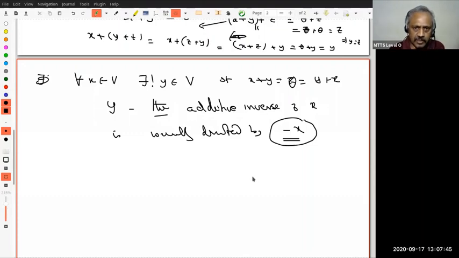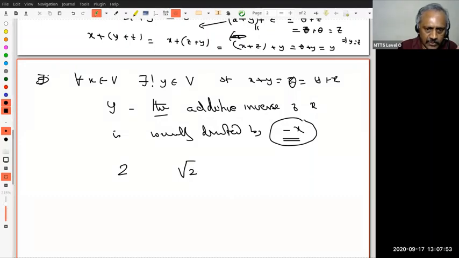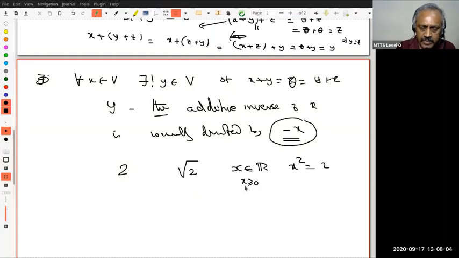This is one thing we all beginners should understand. This minus x is a notation. This is the same thing as saying when I have a real number 2 and I write square root 2, this is just a notation. It stands for a real number x in R whose square is 2, and this x is also non-negative. There is a non-negative real number x so that x squared equals 2. That x is what we denote by square root 2. This is just a notation.